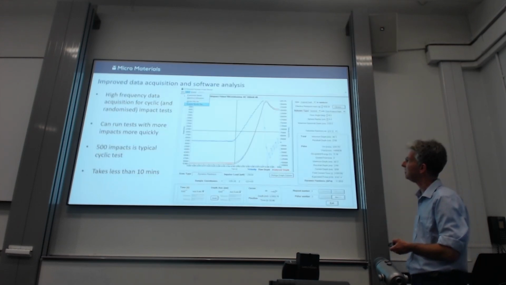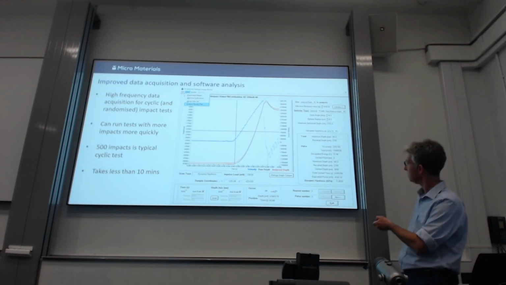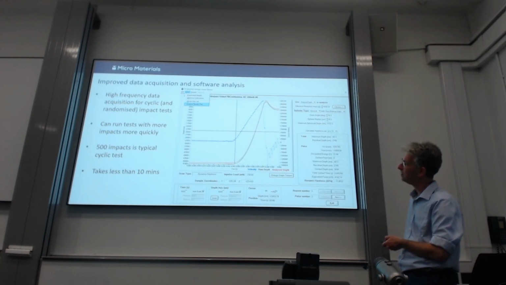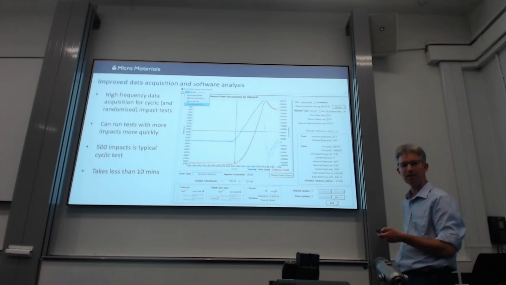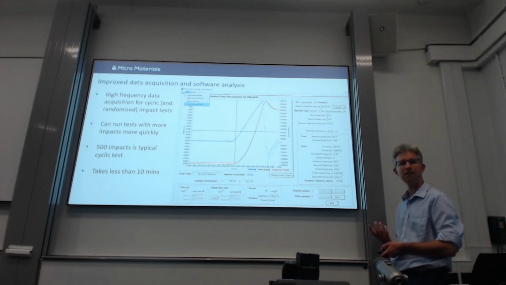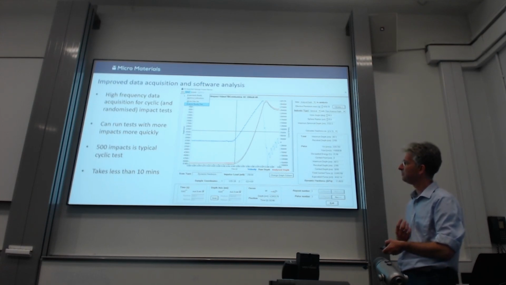So this is like a screen grab, for example, of the new software. You can see there's a huge array of different stuff in this plot. It's quite nice, you can run tests more quickly as well, which is another big benefit. So if you think about the number of impacts you typically have done in the past, you might have done a 50 impact test as fairly standard. Now 500 is much more typical, because you can do that in well under 10 minutes, even if it's 1 a second, and you can run them quicker than that if you like.